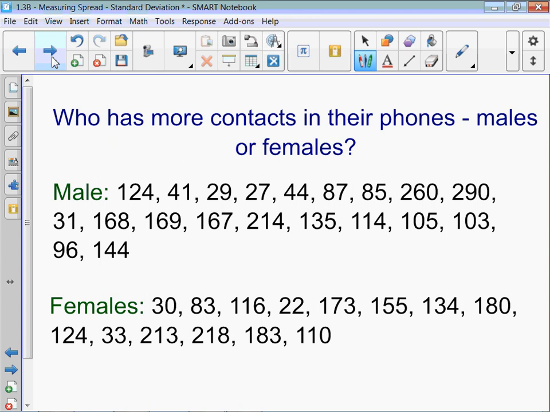So who has more contacts in their phones, males or females? So we would talk about this doing the 4-step process. Also, I'm going to show you how to do this on your calculator to get all the data. Yay. So you might want to grab your calculator.